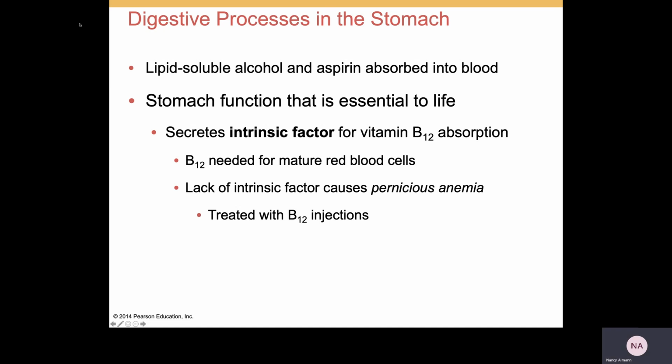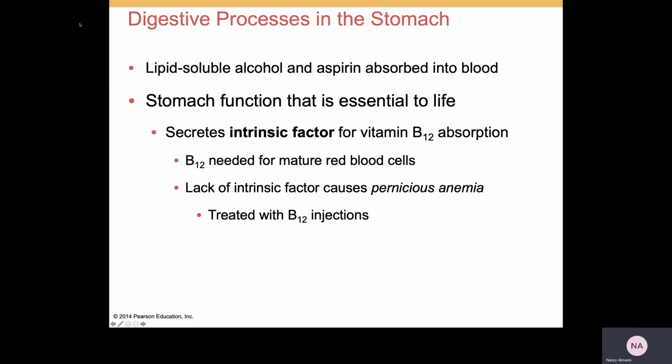A few things can get absorbed through the stomach wall into the circulatory system, and that will include alcohol, because it's lipid soluble, and aspirin. The essential to life aspect of the stomach is production of intrinsic factor, because you absolutely need intrinsic factor to be able to absorb vitamin B12.